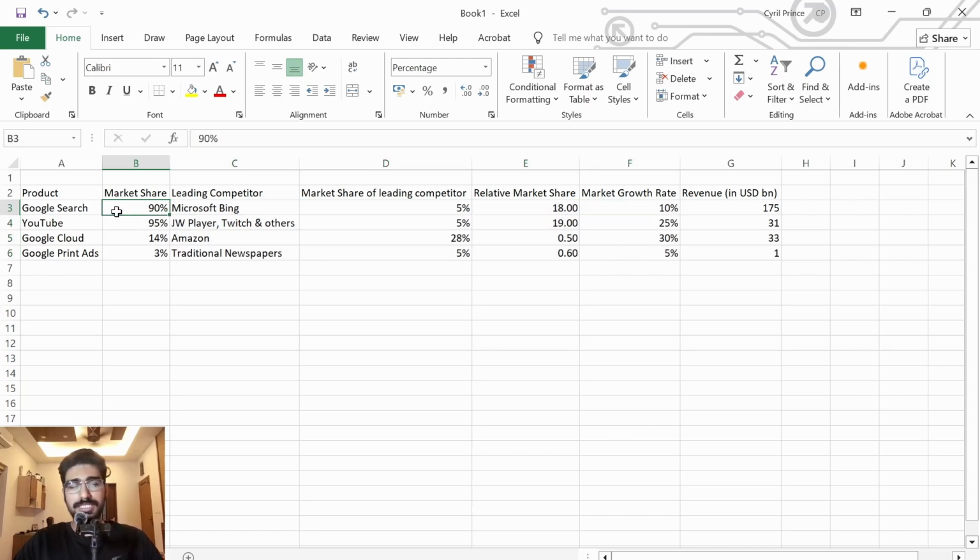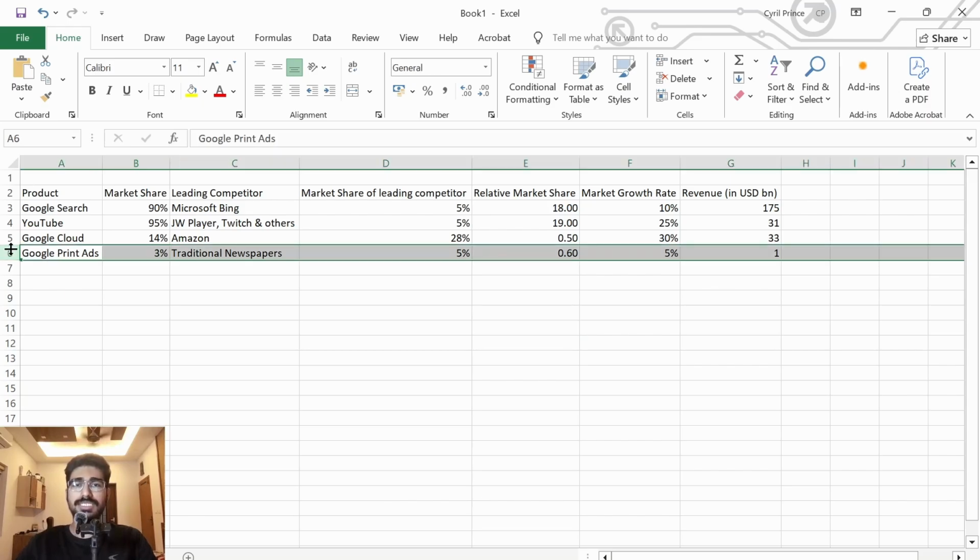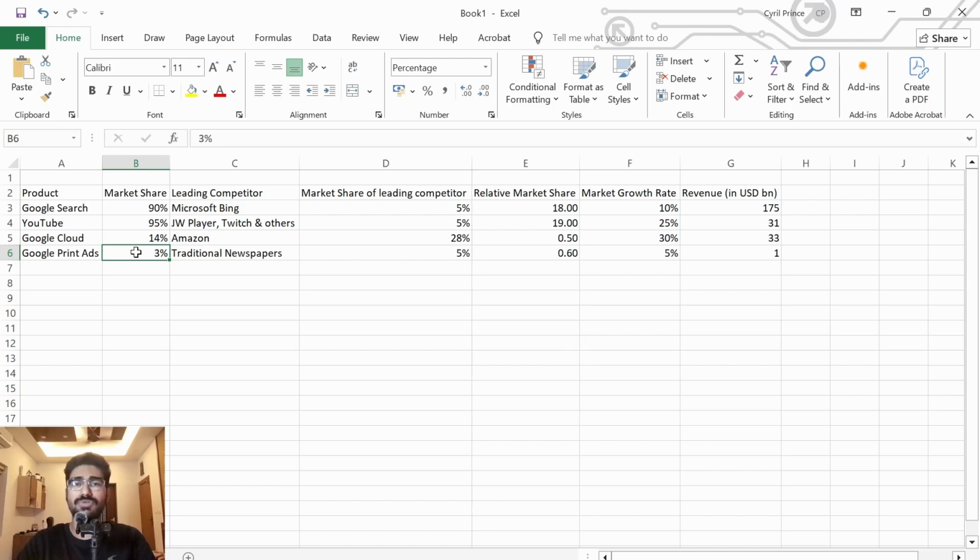Google Search's market share in the search engine industry is around 90%, as we know. The market share for YouTube in the video streaming industry is around 95%. For Google Cloud, in the cloud infrastructure industry, the market share for Google is around 14%. Google Print Ads is the business I was talking about, which was discontinued in 2009. They were trying to digitize the ad placement for traditional newspapers, and it was not a success, as one can imagine.